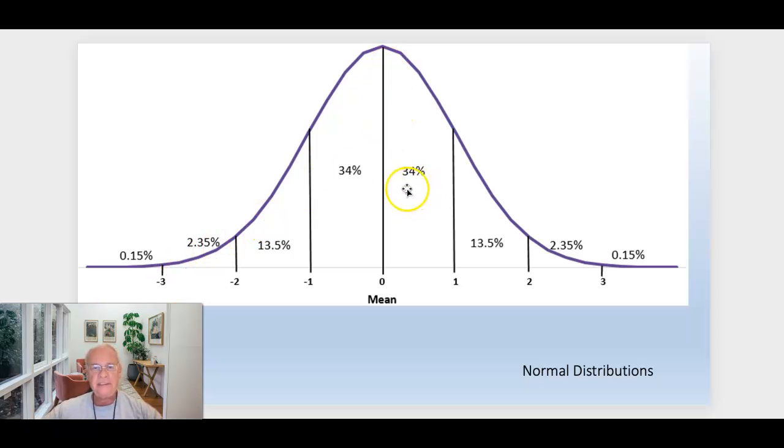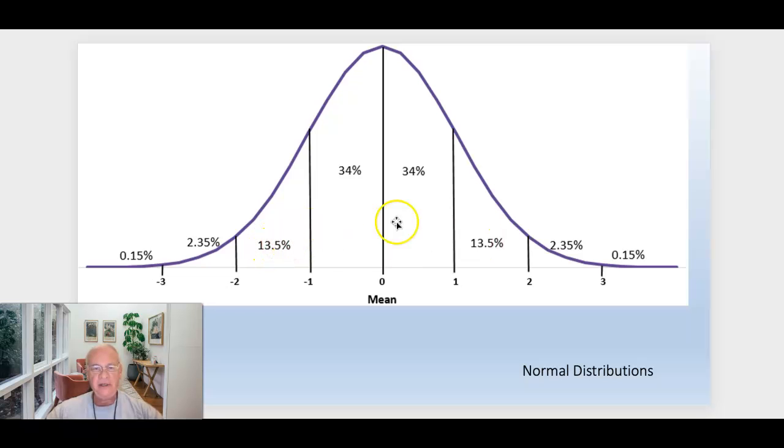68% of the data in a normal distribution falls within one standard deviation of the mean, 34% on each side, below the mean and above the mean. Then this spot right here between 1 and 2 standard deviations is 13.5%. Always, if it's a normal distribution, the percentages stay the same. What varies is the standard deviation.